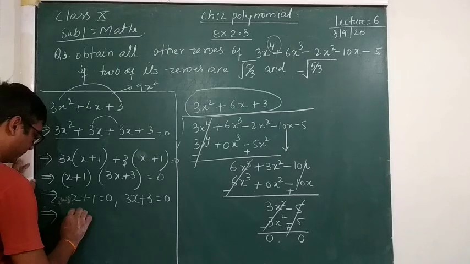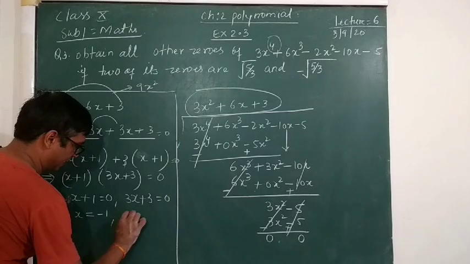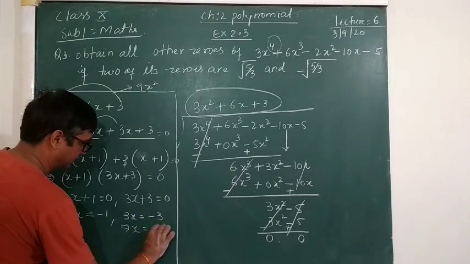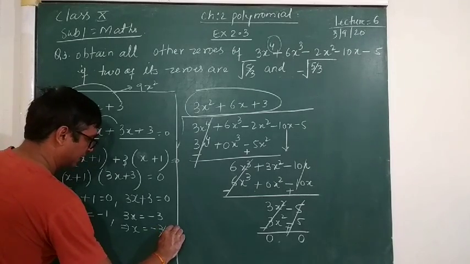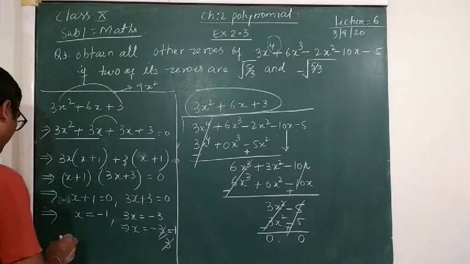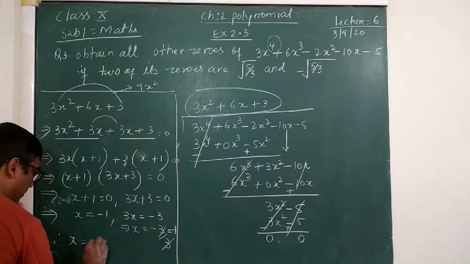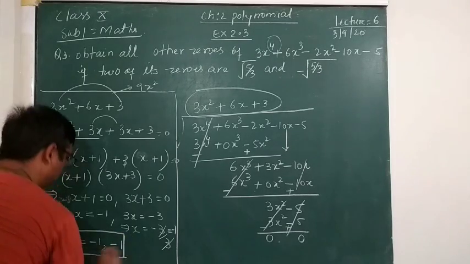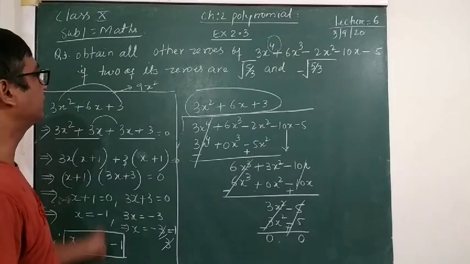So you will get here x is equal to minus 1, and 3x is equal to minus 3, or you can write x is equal to minus 3 by 3, which is minus 1. So your next two values are x is equal to minus 1 and minus 1. Means two values you have got. So here we have obtained the two values.